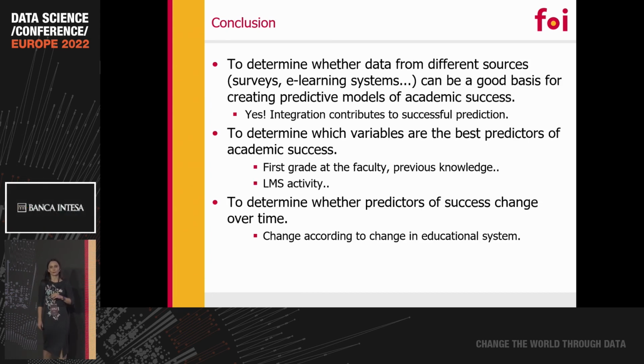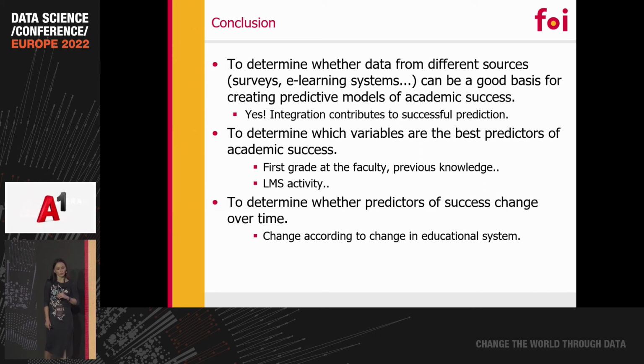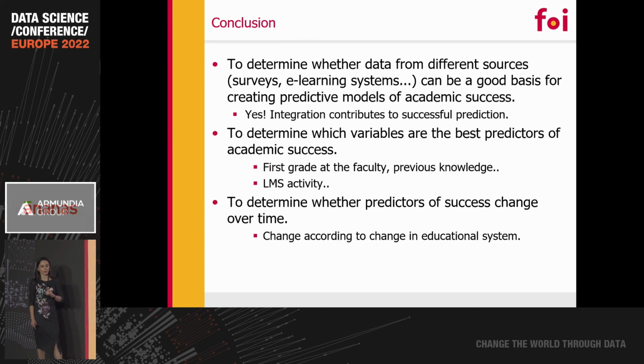So, to answer the research questions that were set up at the beginning, the first question was, are data from different sources a good basis for creating predictive models of academic success? According to our research, the answer is yes, especially when we integrate the data from the different sources. We have also determined the variables which are the best predictors of academic success. Those are data regarding the first grade at the faculty, entrance exam results, and the previous knowledge they gained from high school. Also, learning management system activity was shown to be a good predictor of success.